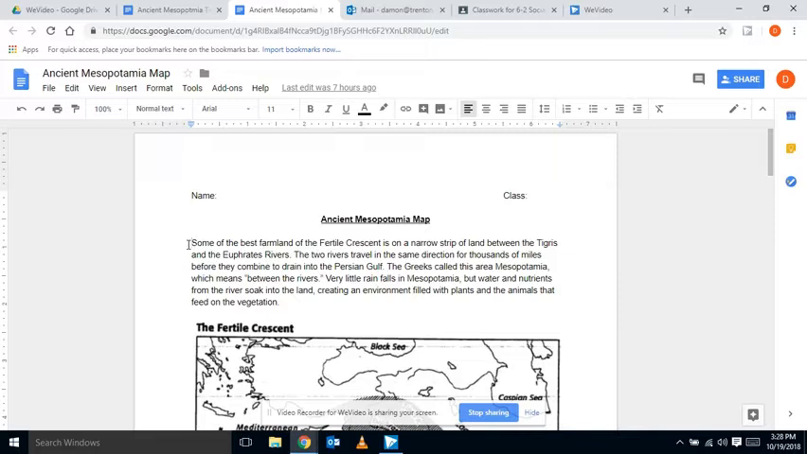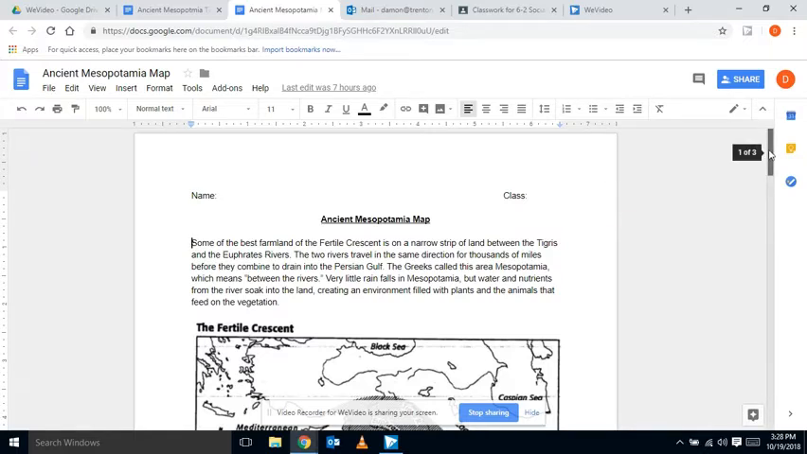Very little rain falls in Mesopotamia, but water and nutrients from the river soak into the land, creating an environment filled with plants and the animals that feed on the vegetation. So I know, based on reading this paragraph, that I'm going to be looking at a map that talks about Mesopotamia, the Fertile Crescent, and the Tigris and Euphrates rivers.